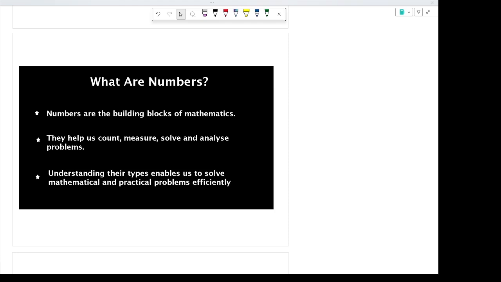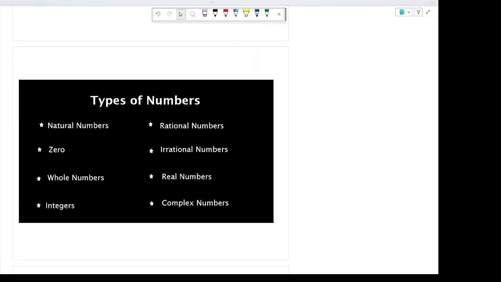What are the different types of numbers? Let's explore the main types of numbers, starting from the basic to the more advanced categories. The types of numbers are: one, the natural numbers; zero; whole numbers; integers; rational numbers; irrational numbers; real numbers; and the complex numbers. So what is a natural number?